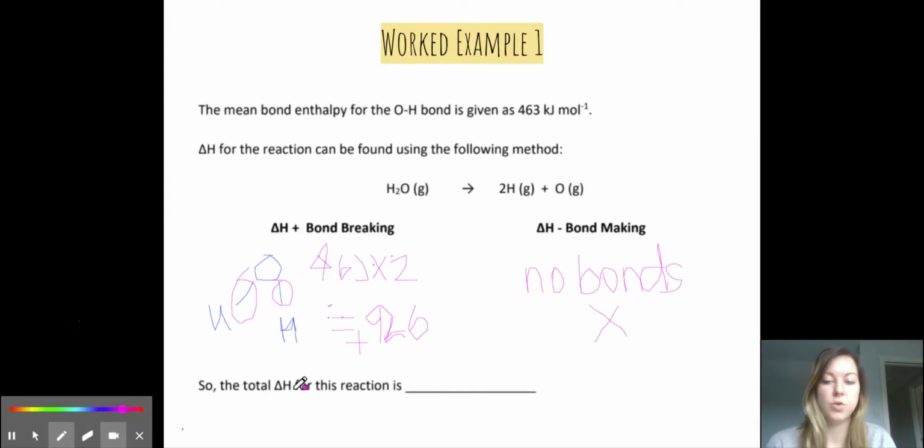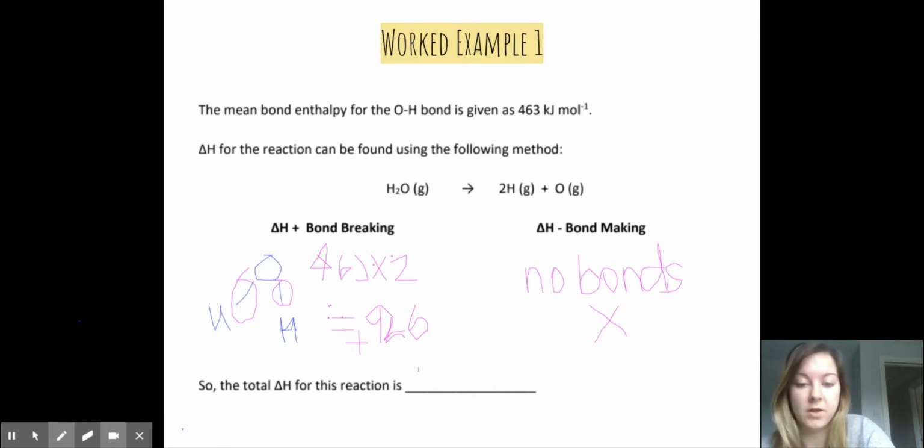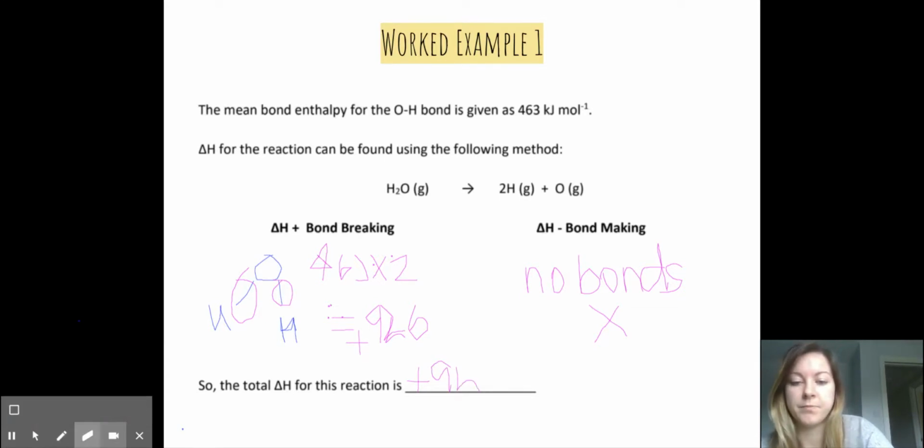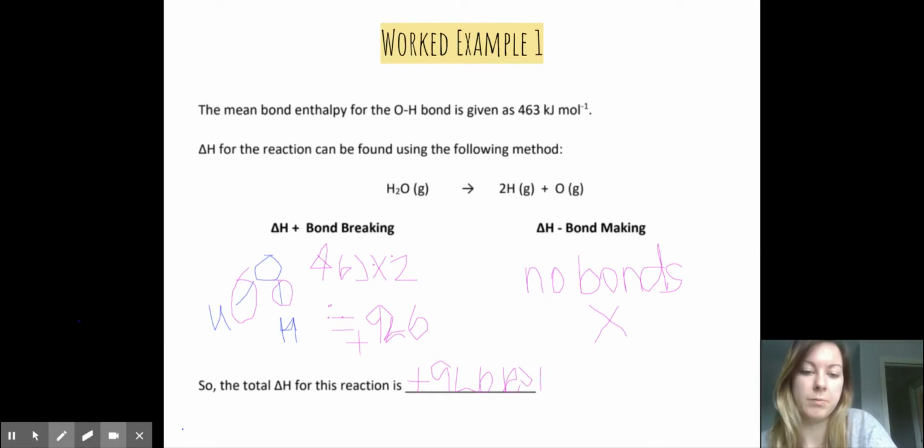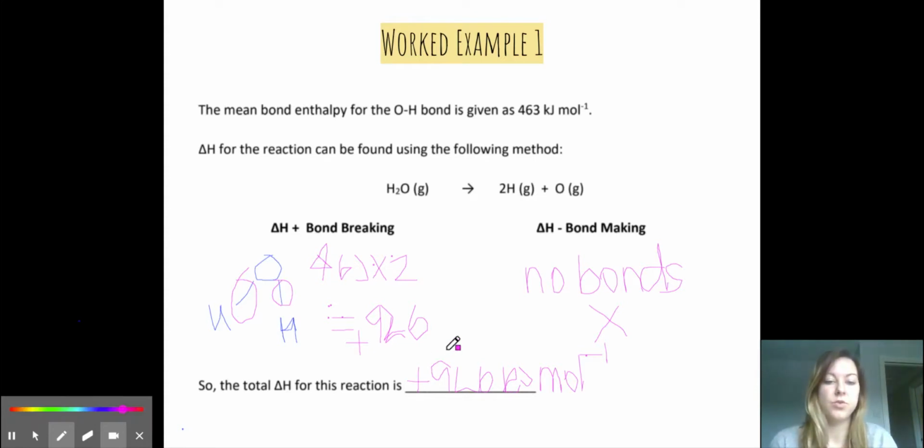When we come to calculate the total delta H for the reaction, all we do is add these two values together. So because we've got a 0 on this side, we're just left with positive 926. I always just out of habit write the positive sign, but you don't actually have to in the marking scheme. If you just write 926 kilojoules per mole, they will assume that you mean positive. If you do end up with something that is a negative value, though, you should include the negative value. So that is how we carry these out.